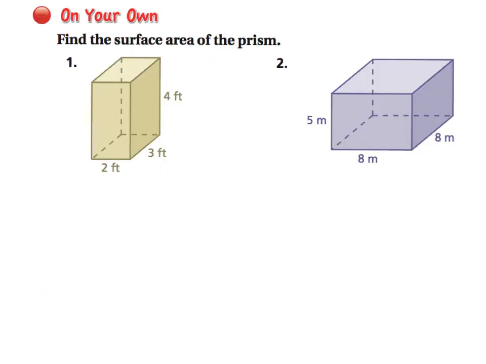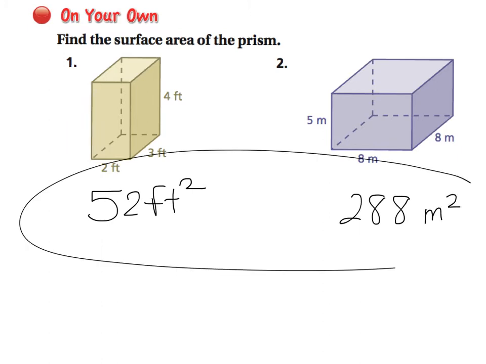So these are 2 extra examples. If you want to do them, you can. Otherwise, try one of them, try both, or you don't have to try any if you understand it. But number 1 would give you 52 squared feet if you did it correctly. And number 2 would give you 288 squared meters. There's extra examples to study from if you need it.